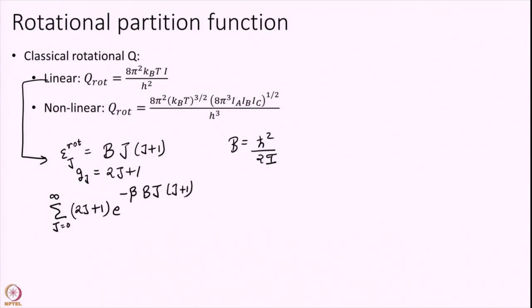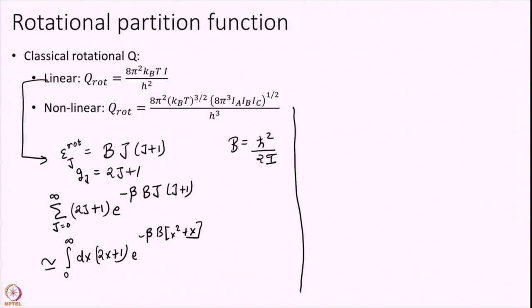Again, this is a very hard summation to do. So, we are not going to attempt to solve this. We will approximate this as equal to integral from 0 to infinity dx 2x plus 1 e to the power of minus beta B x square plus x. Okay. Now, this integral actually might look complex, but it is not really so. We are going to make a substitution y equal to x square plus x, dy is 2x plus 1. So, you see that this is exactly what appears here, so our life is simple.